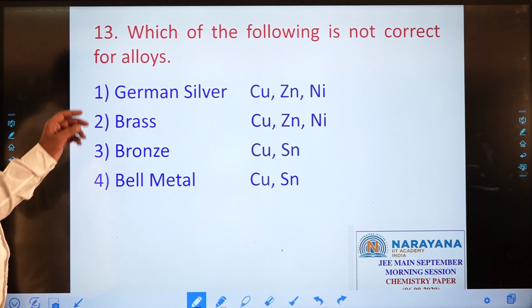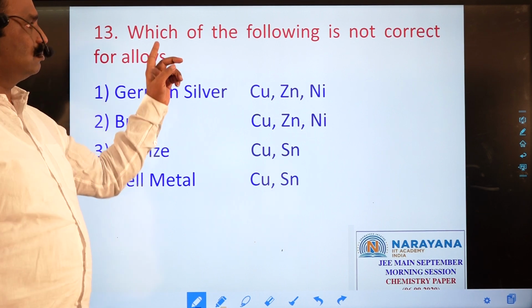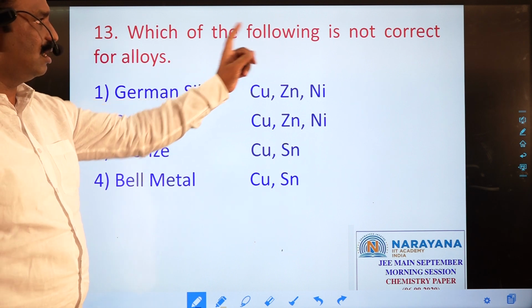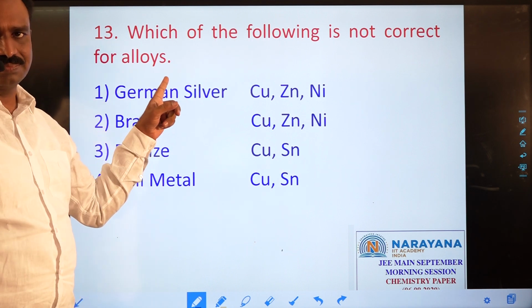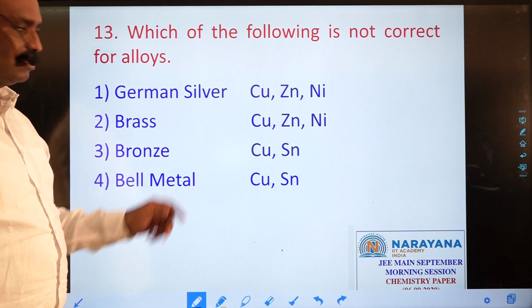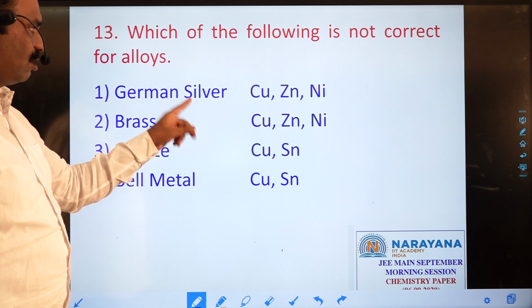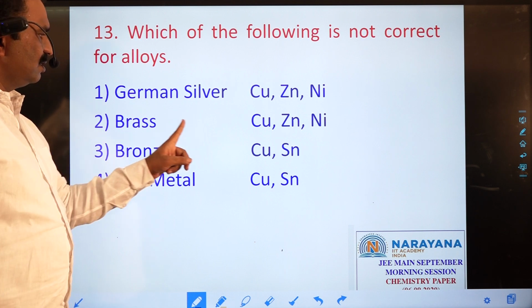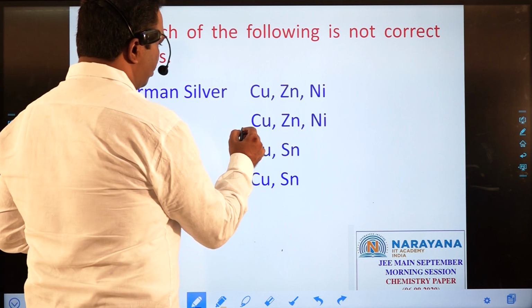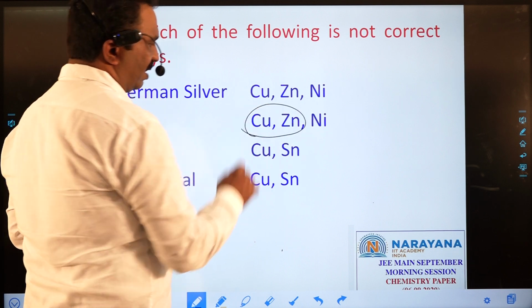See the question number 13. Which of the following is not correct for alloys? German silver, copper, zinc and nickel. That is correct combination. Brass, copper and zinc only. Brass has copper and zinc.